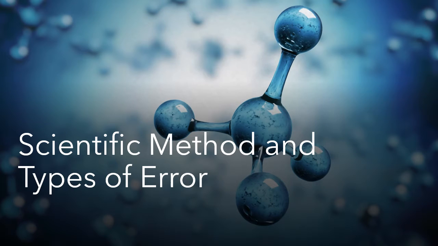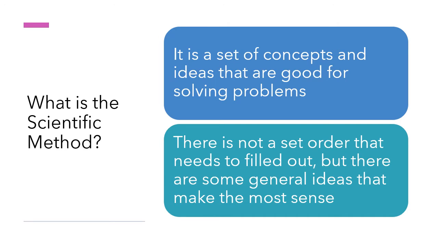So this video is going to be about the scientific method and types of error that you're going to encounter when you're doing experiments. So the first thing we want to dive into is, what is the scientific method? Well, it's a set of concepts and ideas that are very good for solving problems. It's not a set order that necessarily needs to be filled out, but there are some general ideas that kind of make the most sense.